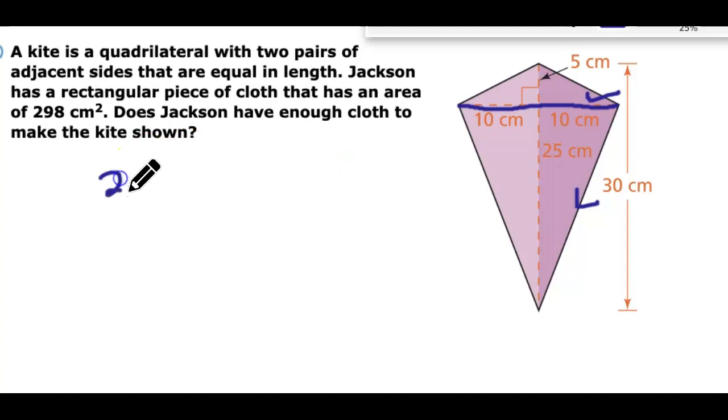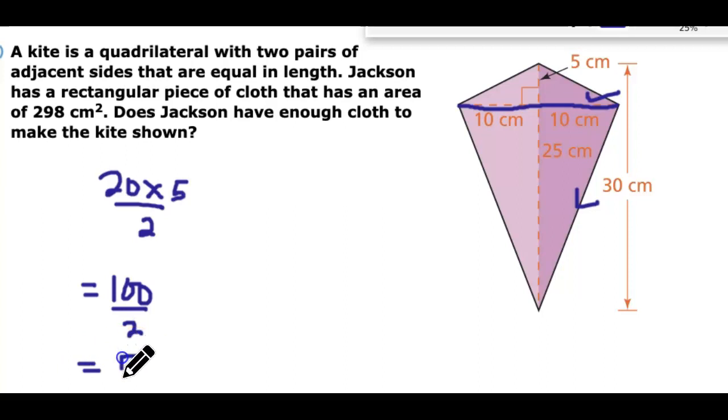So the first one is 20 times 5, and it's still a triangle, so we divide it by 2. So 20 times 5 is 100, and divided by 2, we end up with 50. So that's for the top one.